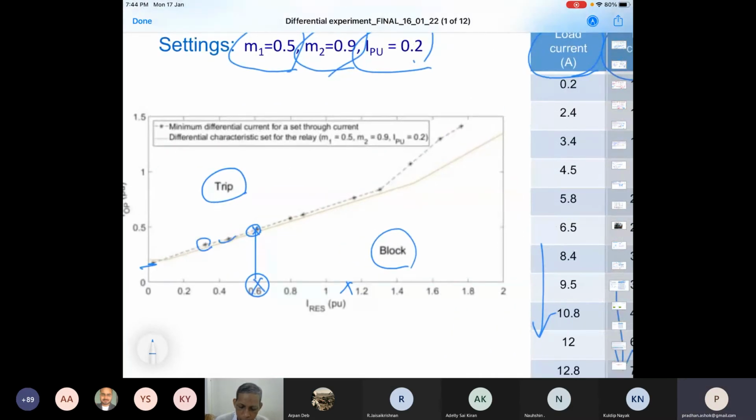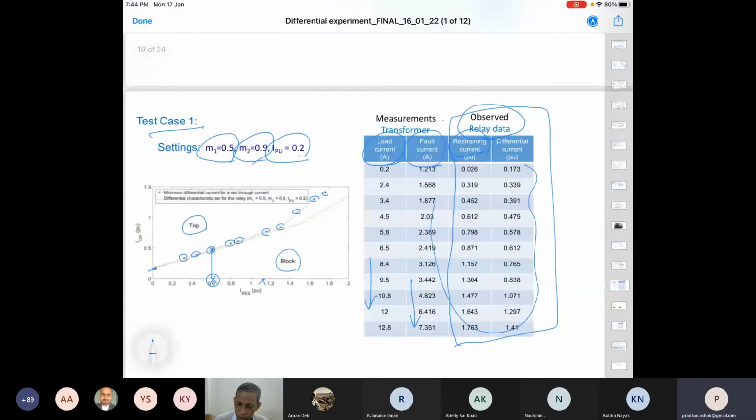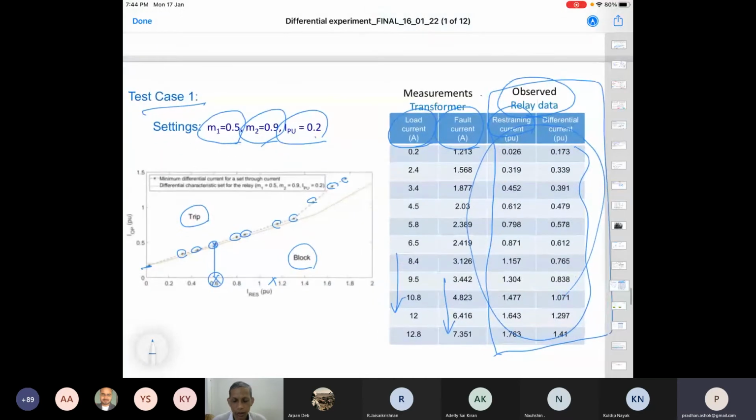These star points you see here are my observation points, the relay's observed points for this setup. And we fixed M1, M2. If I plot on this characteristic, this is M1, M2, and this is 0.2. With this characteristic line, I plotted the data, and you see that there is some mismatch in this region.